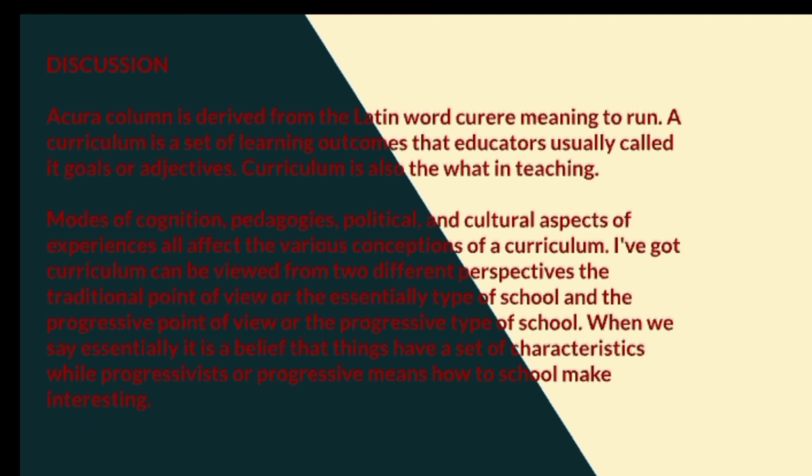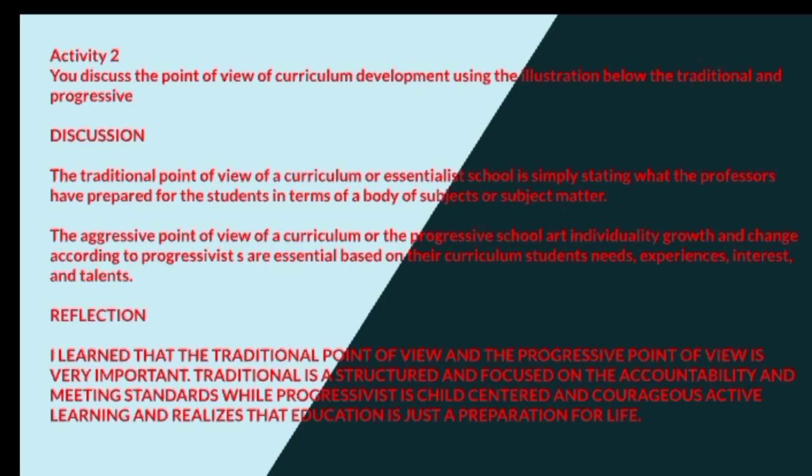Next, we have Activity 2. You discuss the point of view of curriculum development using the illustration below. The illustration is the traditional and progressive type of school. Here's the discussion. The traditional point of view of a curriculum, or essentialist school, is simply stating what the professors have prepared for the students in terms of a body of subjects or subject matter.